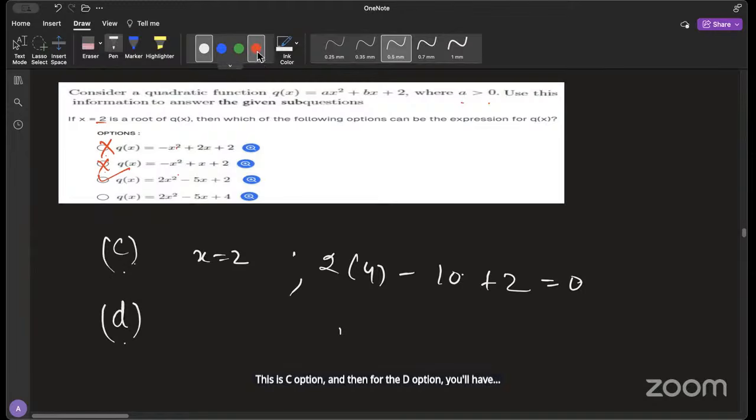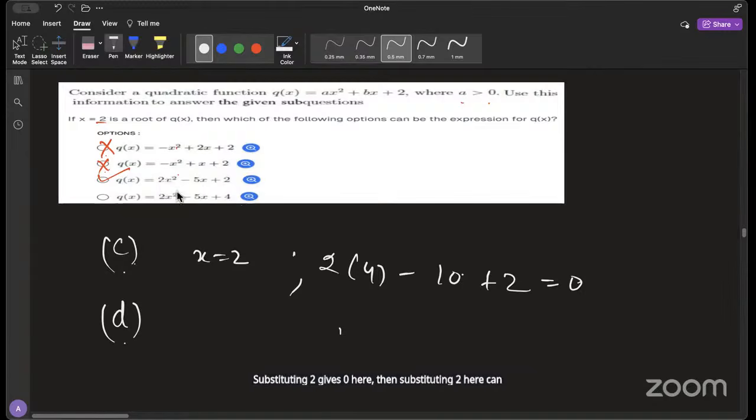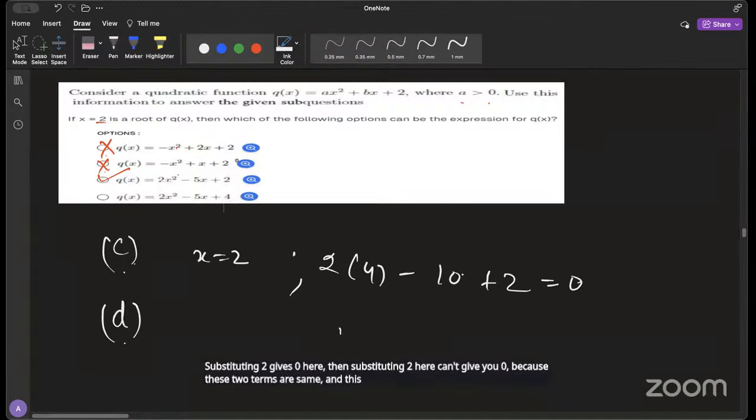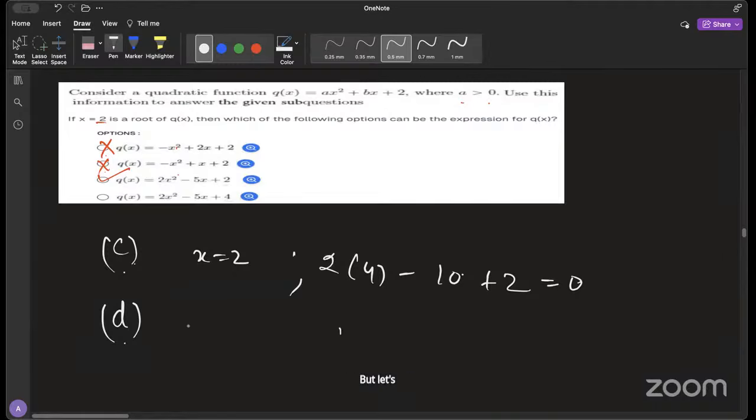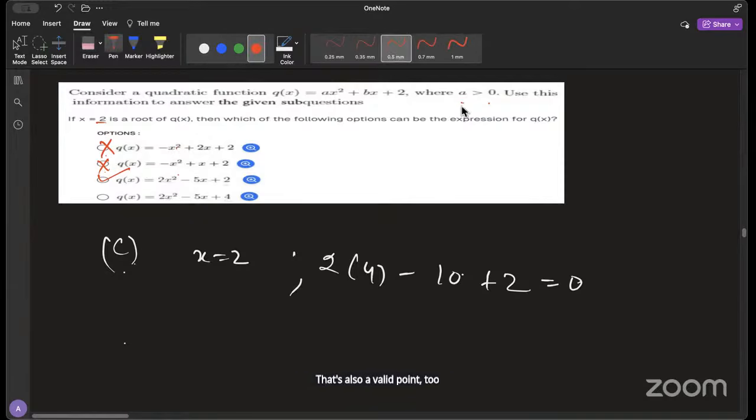as we've discussed, if this one is correct, the other one cannot be correct, obviously. Because if substituting 2 gives 0 here, then substituting 2 here can't give you 0 because these two terms are the same and only this one is varying. But let's just see. The difference in option D is plus 4. It's also a valid point to eliminate this option, which is your coefficient. The constant term is given to be 2, and here it's 2. This one is obviously incorrect.